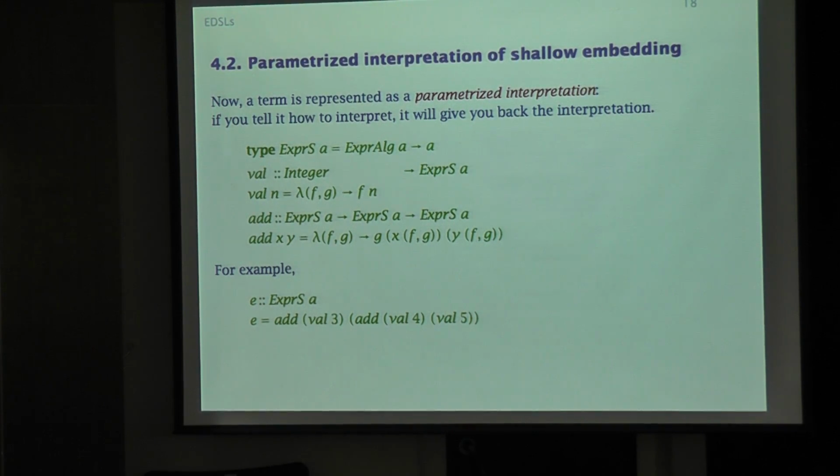And now here's the trick. The shallow embedding is now a parameterized type, and basically it's parameterized by one of these algebras.